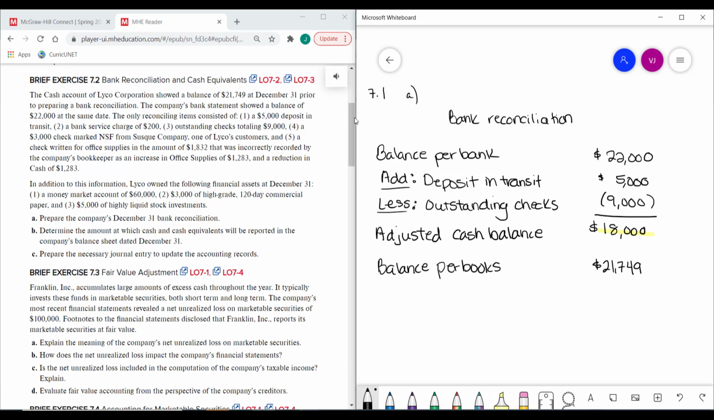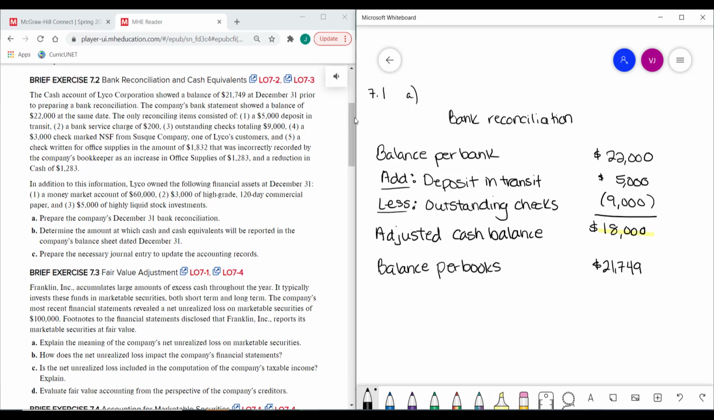Okay? So what ended up happening a bit later is we made that entry, but that check bounced and we actually never received the cash. So we recorded an increase to cash of $3,000, but that never happened. So we need to make that adjustment, right? That's also a minus because we need to now show that, okay, that $21,749 includes an increase of $3,000, but that never happened. So we need to make sure to take that out. So that's, along with the bank service charge, also a deduction.